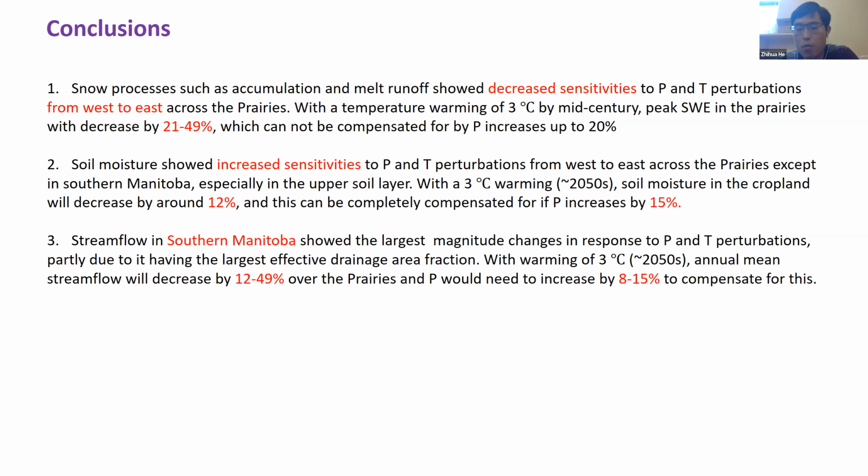And with the temperature warming of 3 degrees in the near future, the annual streamflow will decrease by 12 to 49% over the prairies. And the precipitation increase by 8 to 50% can compensate this decrease in the streamflow in the prairies. So yeah, this is my presentation.